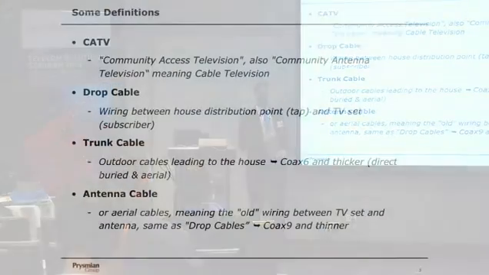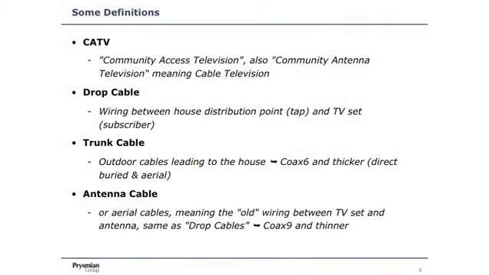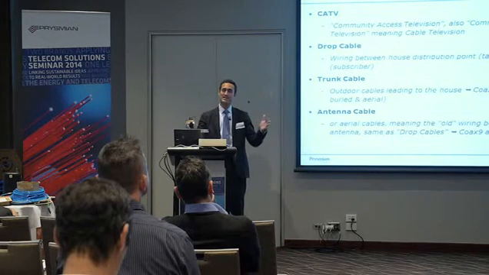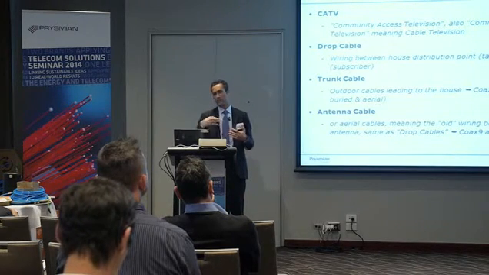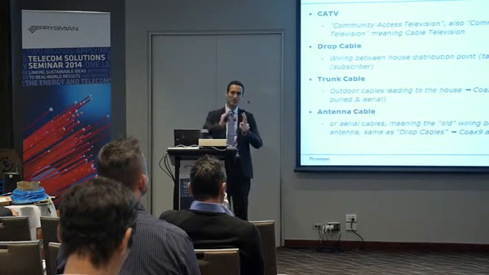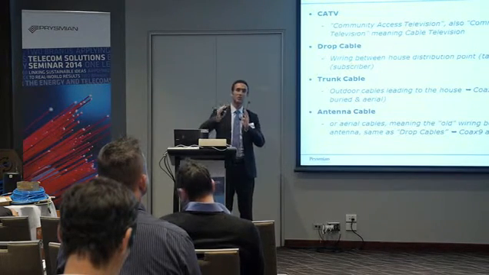So a bit of terminology. CATV: community access television, community antenna television. Basically, it's about broadcasting different channel content on the network. It was initially created to be unidirectional, so not bidirectional interactions. Really, broadcast from the head end to the end users.